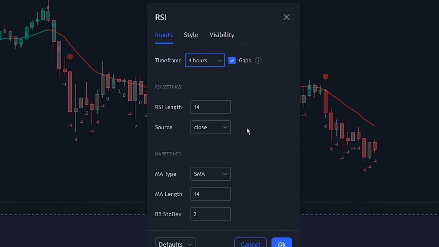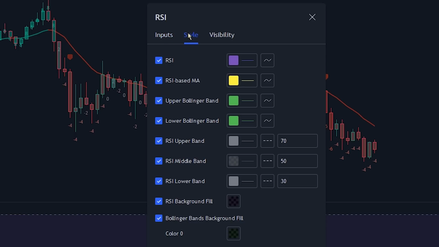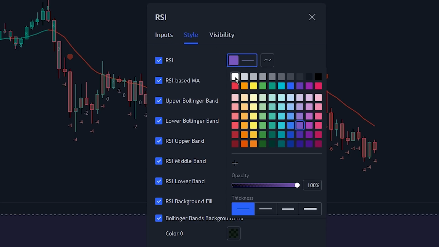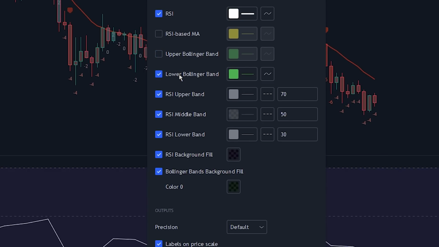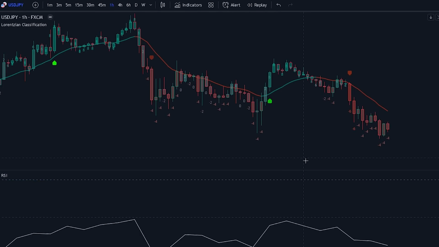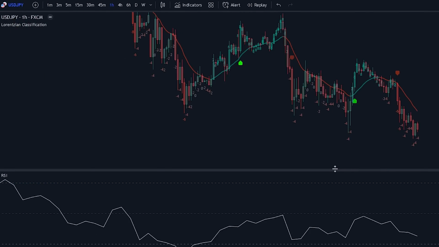Now let's change the style settings of the indicator to make it more visible. We will first be changing the color of the line. After that, we will be unchecking the elements of the indicator that we won't be using. That was all that we needed to do. Now let's take a look at when we will enter into a position with this strategy.